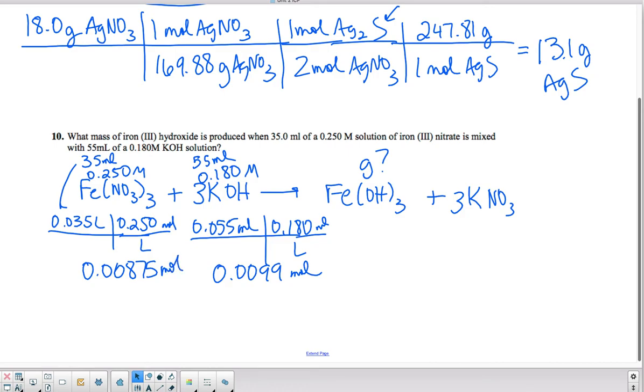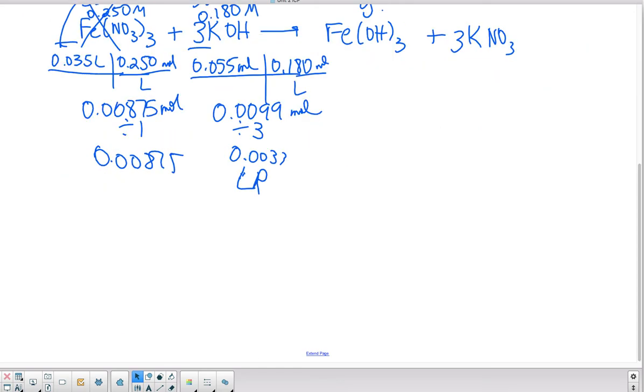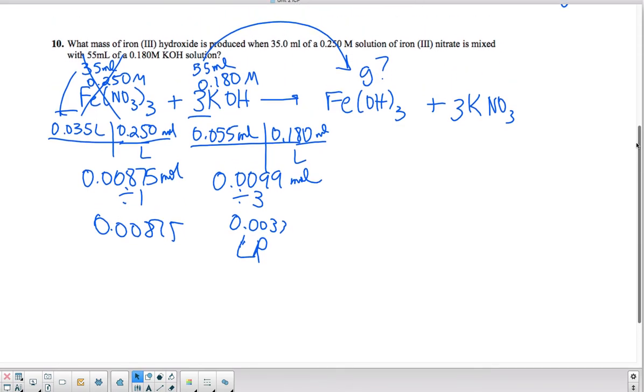Once we know moles, can I just say which one runs out? What else do I have to consider? Exactly. For every one of those, I use 3 of those. So I divide this by 1, divide this one by 3. This comes out to be like 0.00875. What is this one? 0.0033, right? So this one is smaller, making this the limiting reactant, and this one then is in excess. So now I do stoichiometry from here, boop, all the way to there. Whoa, that really jumped up. Okay, so let's start with the moles. You okay with that?